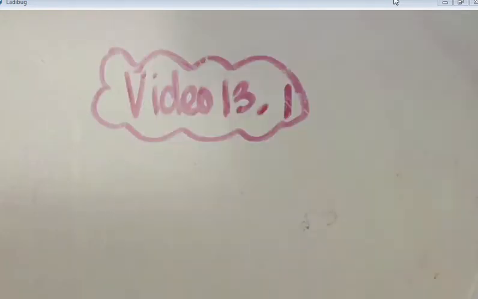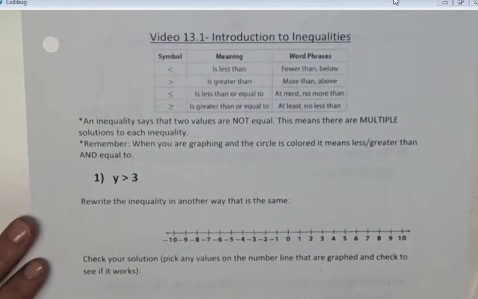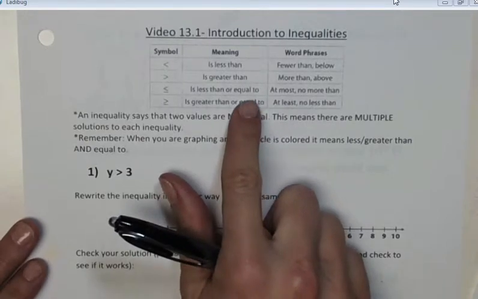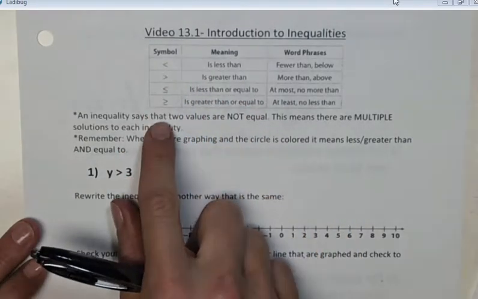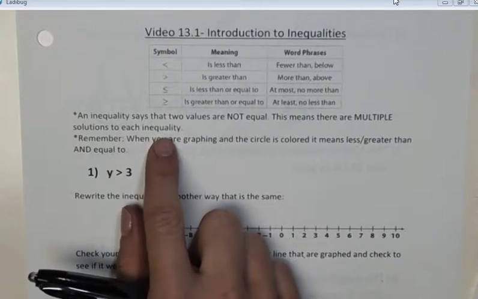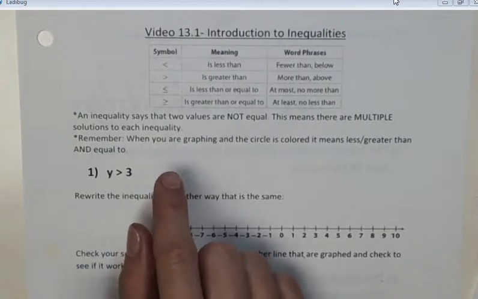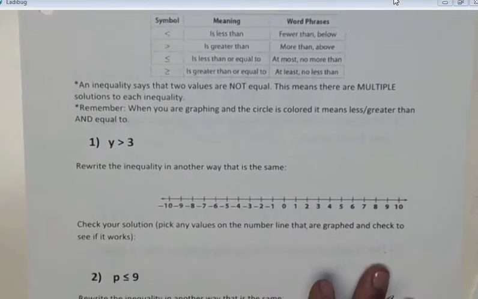Now go to your video notes. We passed these out to you in class. I'm not going to spend time on this. This is a chart that tells you how to read the symbols if you're still getting confused. What this says right here is super important. An inequality says 2 values are not equal. There's not an equal sign. And that means there are multiple solutions. You can have lots of answers. Okay? Alright, let's look.